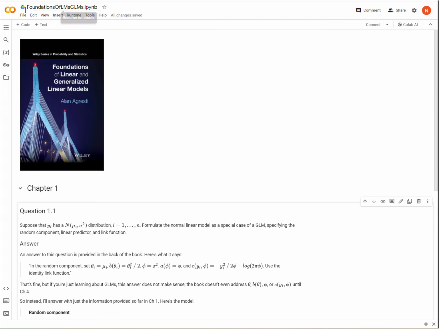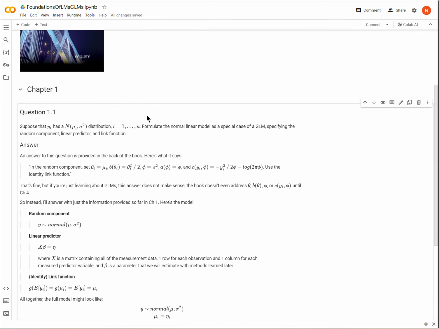Okay, so starting a new book here. So we're in Foundations. Well, it's this book right here, and I've abbreviated it in the title for this Colab sheet, but it's a very good book. If you want to learn about generalized linear models, this is a very good book to learn it from. So Foundations of Linear and Generalized Linear Models by Agresti.